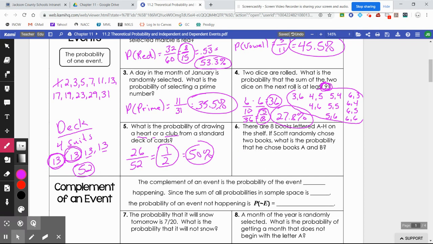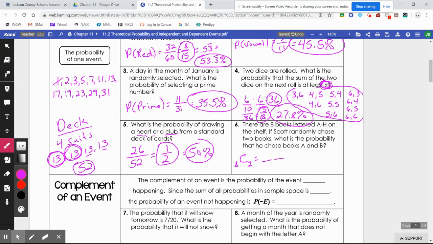The reason I'm working it this way is to save me some time, so I don't have to list all the different ways of choosing 2 books. All the different possibilities of how I could choose 2 books would be combinations. I have 8 books to choose from, and I'm going to be choosing 2 of them. And that's going to give me how many total ways there are to choose these books.